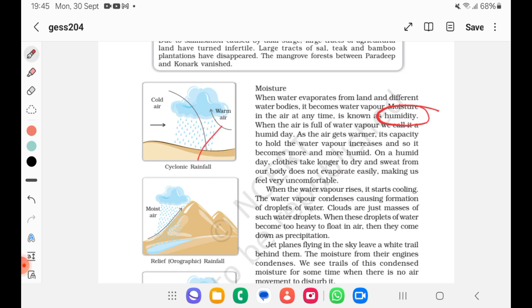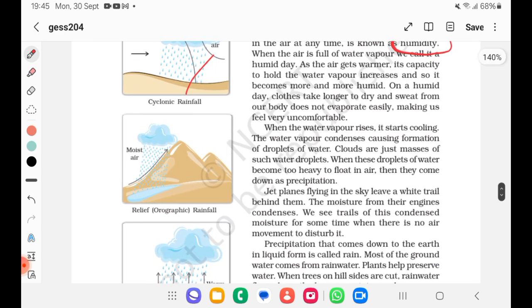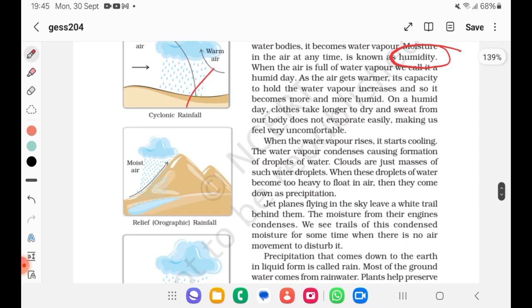When the air is full of water vapor, we call it a humid day. As the air gets warmer, its capacity to hold water vapor increases. So if it is warmer, it will hold more water, and so it becomes more and more humid. On a humid day, clothes take longer to dry, and sweat from our body does not evaporate easily, making us feel very uncomfortable.